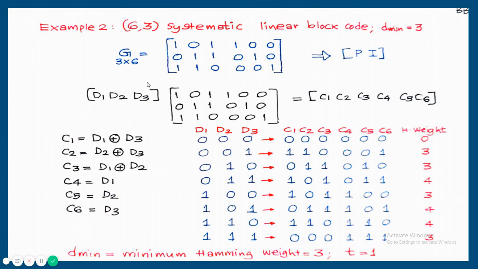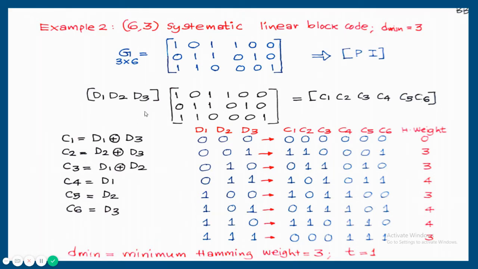Where there is I, I will always write the highest numbers. Where there is P, there will be the lowest numbers. And the bits we are transmitting are always the highest number first. So C6 will be transmitted first, then 5, then 4, then 3, 2, 1. In the previous case also it was like that: the highest number transmitted first and the lowest number transmitted last. D1, D2, D3 are multiplied with the generator matrix.